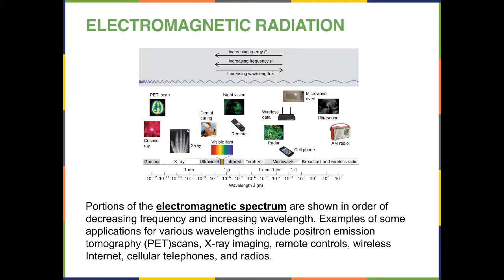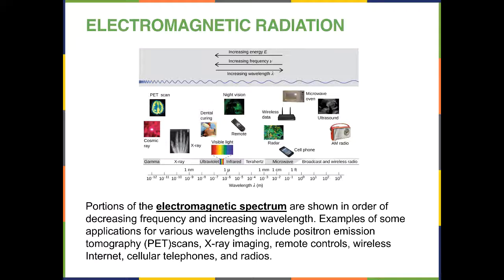Now, there are essentially two types of waves. There are mechanical waves, which have to travel through a medium, like water or air, etc. And then there are what are known as electromagnetic waves. Electromagnetic waves are waves that can travel through a vacuum, that do not require a medium.